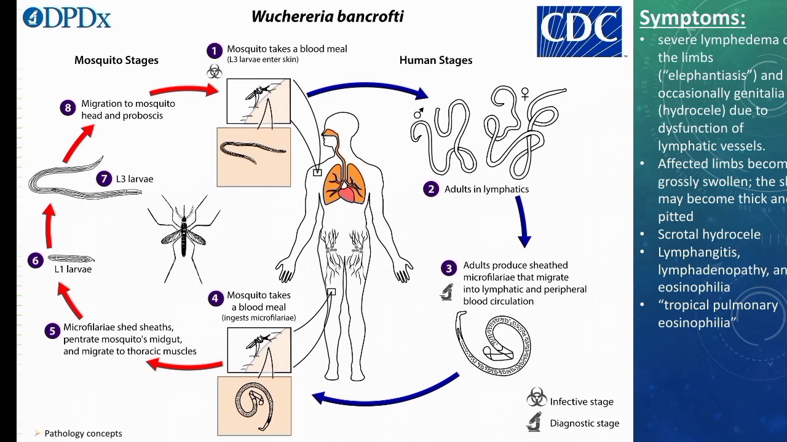Let's see the life cycle. When an infected mosquito takes a blood meal, L3 larvae enter the skin and transform into adults in the lymphatics. Adults produce sheathed microfilaria that migrate into the lymphatic and peripheral blood circulation. A mosquito biting an infected human ingests microfilaria. Microfilaria shed their sheaths, penetrate the mosquito's midgut, and migrate to the thoracic muscles. They transform gradually from L1 to L3 larvae and migrate to the mosquito head and proboscis.